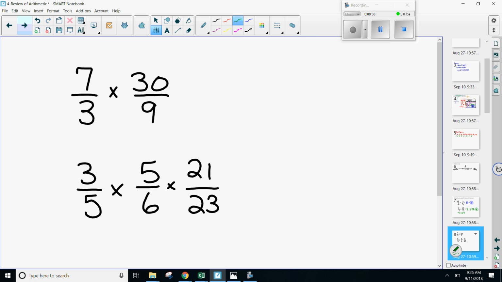What happens if you multiply more than 2 fractions together? You don't have to go 2 at a time. If I were to set this up, I could just say it's 3 times 5 times 21, and the denominator is 5 times 6 times 23. But as you look at that, what can you do? Cancel first. Why try to get these really big numbers of 630 over something? Why do that? Cancel first.